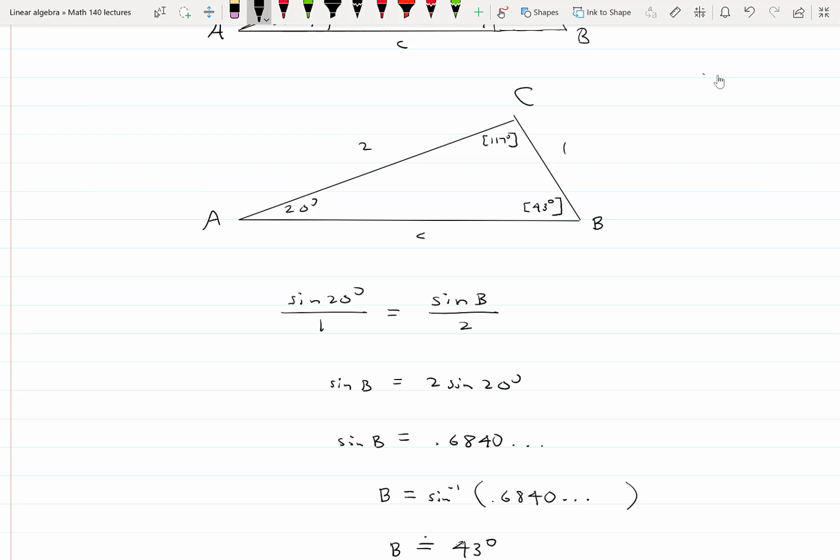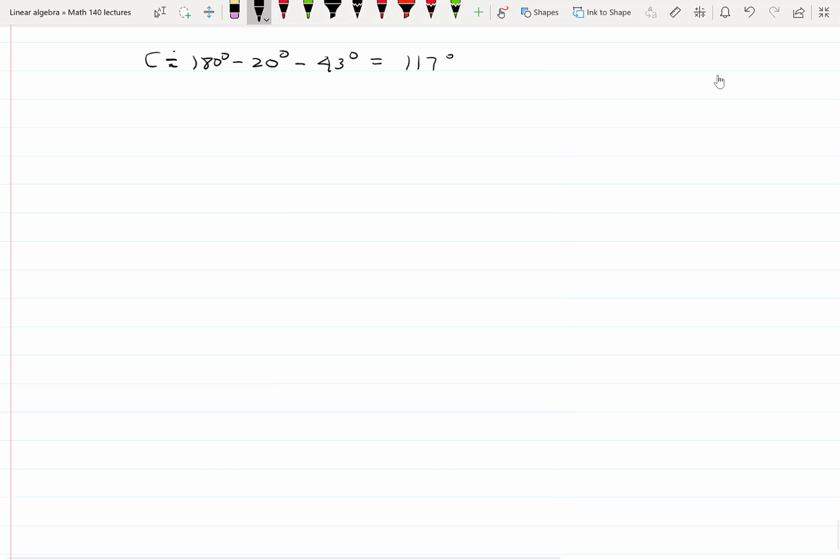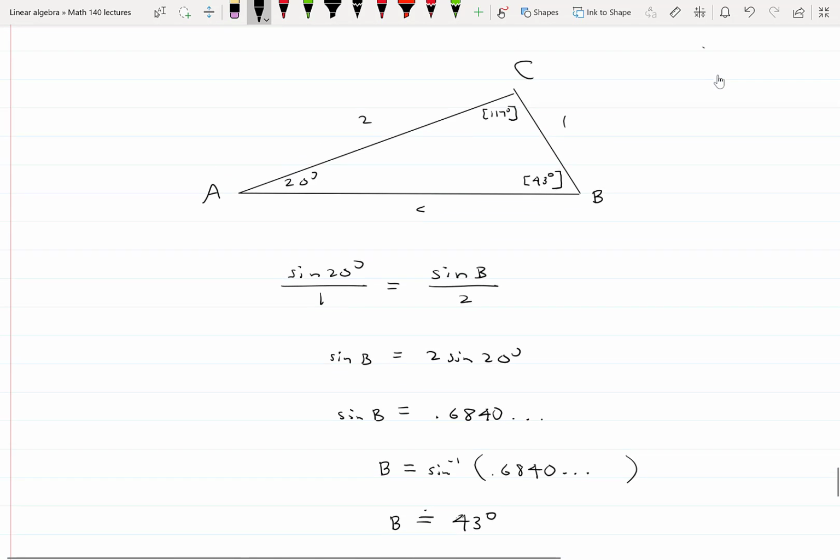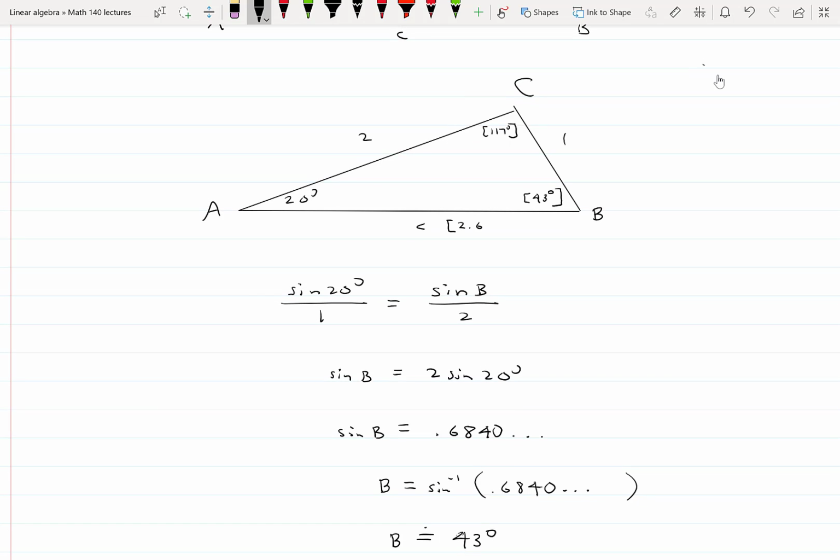So let's look for small c. We're going to use 20 and 1: sine of 20 over 1 equals sine of 117 over c. Cross multiply. C times the sine of 20 equals 1 times sine of 117. So C equals sine of 117 divided by the sine of 20. Then let your calculator compute that for you. C is then approximately, what did I get? 2.6. And again, almost 100% of students will get all of this right.